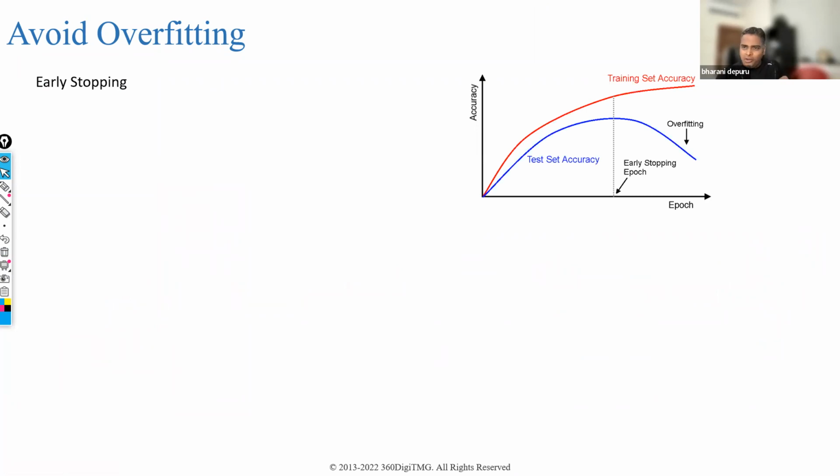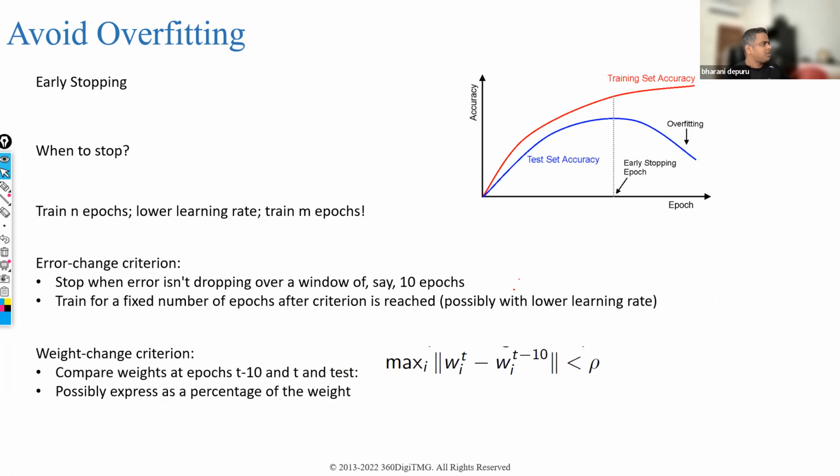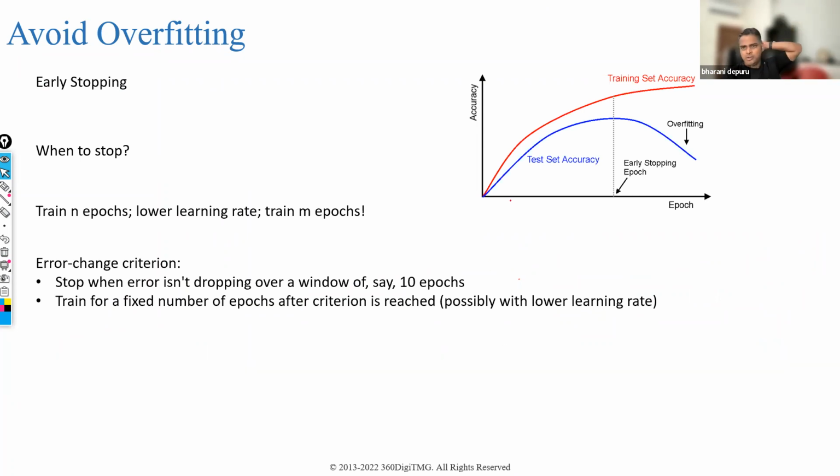Now, one way of avoiding overfitting is using something called early stopping. And you have error change criterion and weight change criterion. First, we'll talk about error change criterion. Say you have multiple epochs. One time, if your entire training data passes through your neural network architecture, it is called one epoch. If all your training samples pass through your network once, it's called one epoch.